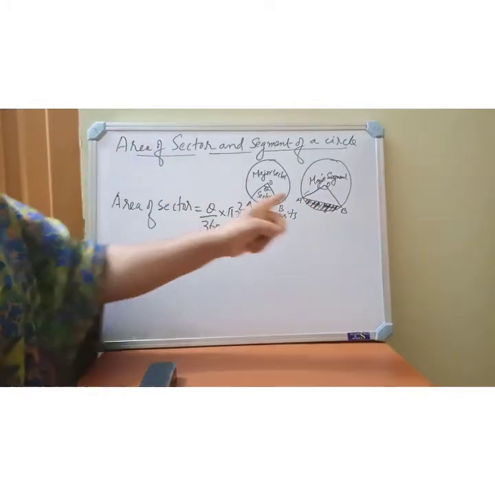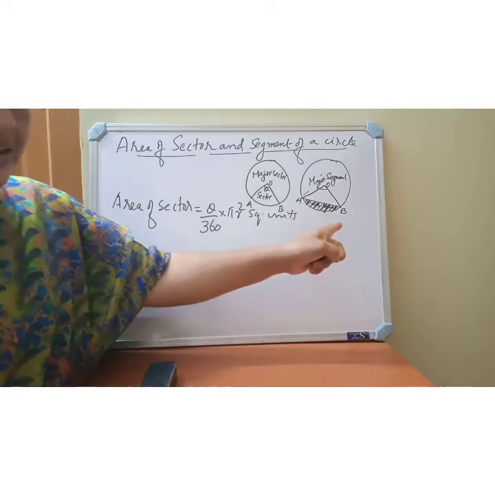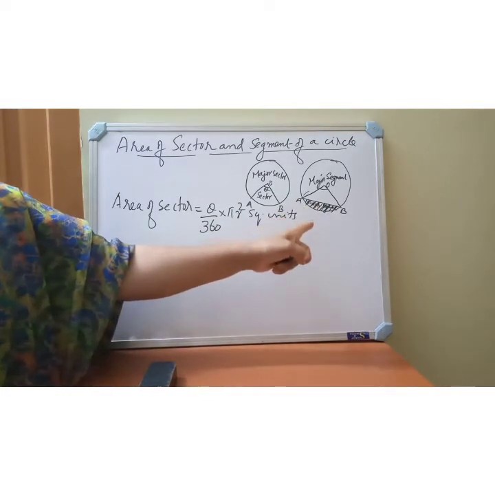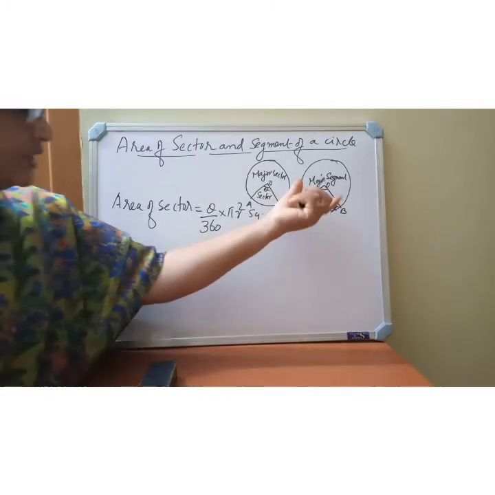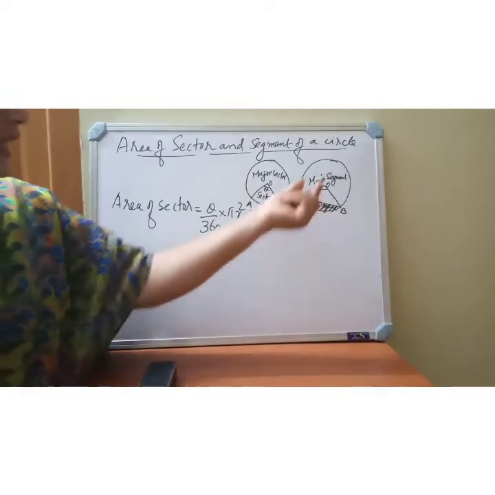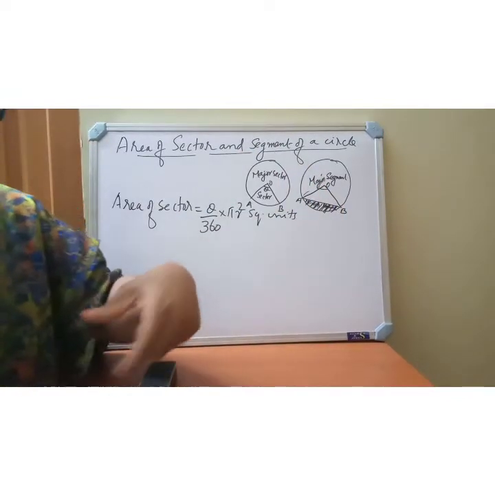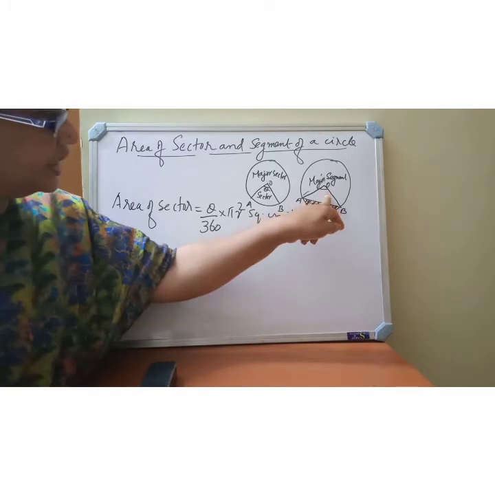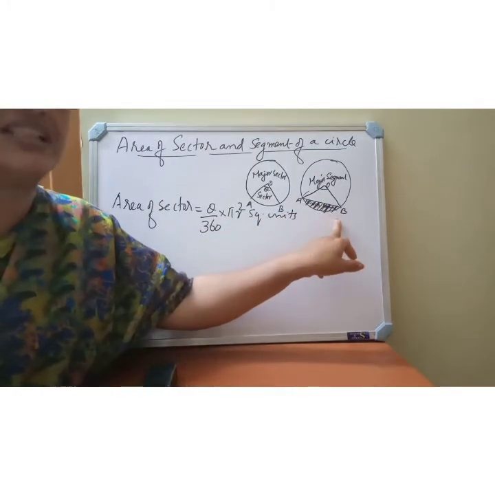Okay, so area of the segment calculation is different. Area of segment calculation is what you have to do. Area of the sector first you must find out, then area of triangle you must find out, then area of sector minus area of triangle is the area of the segment.